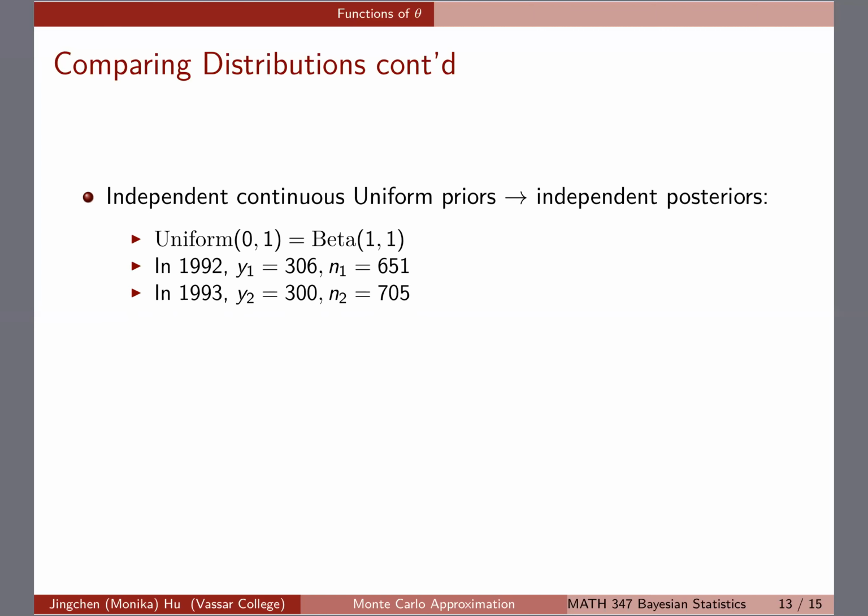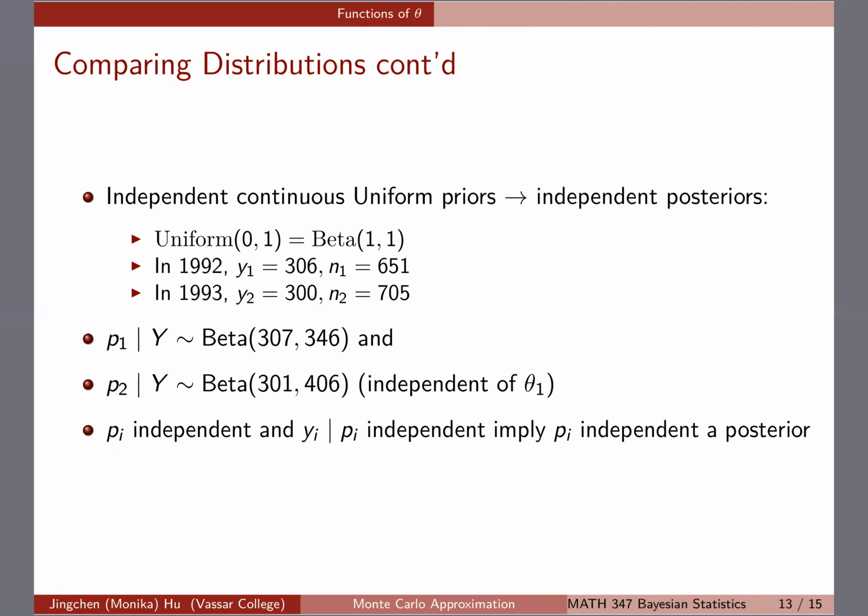So I'm just going to give you the results here. This is just like the conjugate prior that we covered before, going from a beta prior to a beta posterior. I plug in the numbers for you now, so you can see that the posterior of P1 is beta 307, 346, and P2 is beta 301, 406.